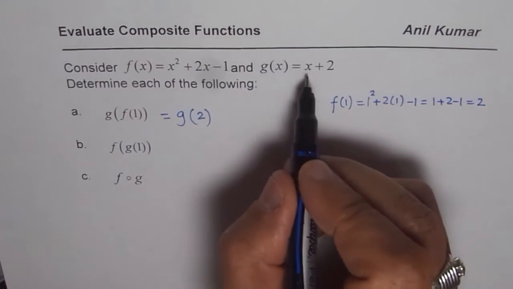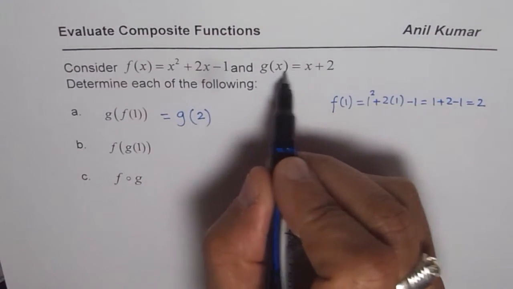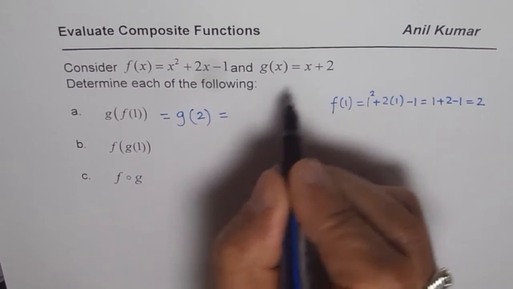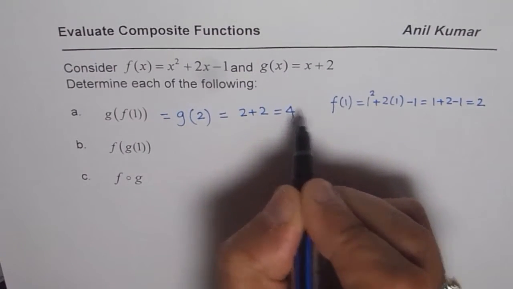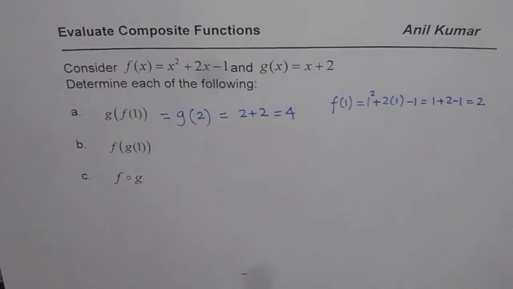G of 2 means you have to substitute 2 in g of x. So let's substitute it directly here. So we get 2 plus 2 and the answer for us is 4. So that is how you evaluate, correct? Now let's do the next one.